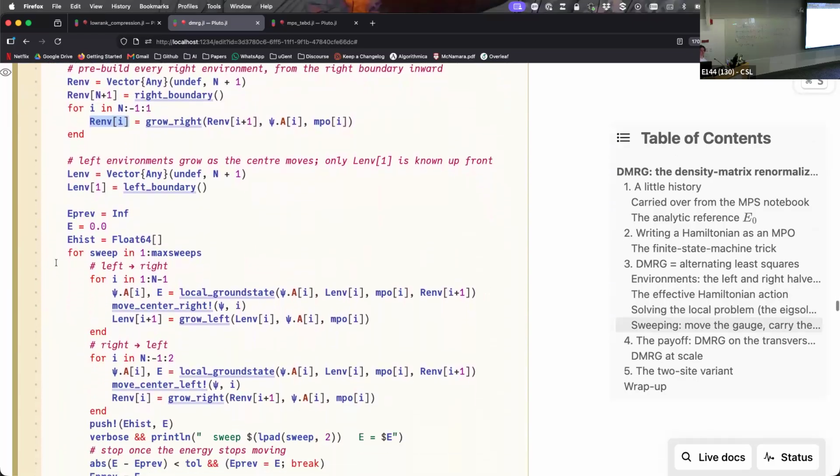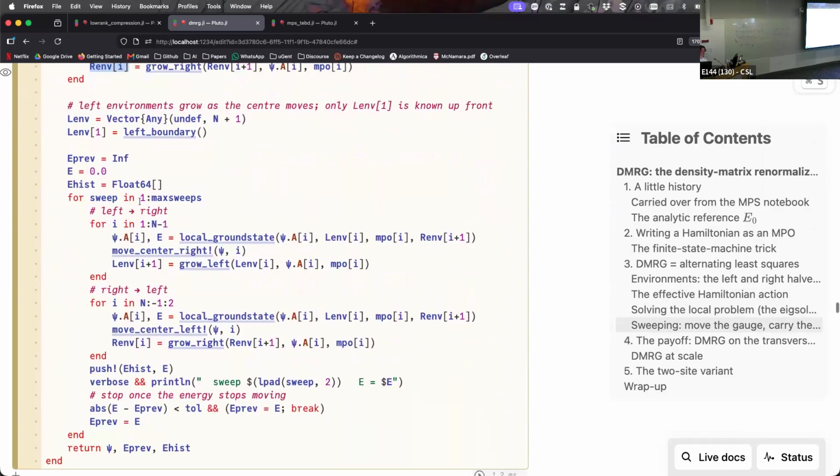And so then I will start my sweeping scheme. For every sweep, I will go from left to right. And what I will do is locally solve the effective equation that I ended up with. Keep in mind, I've already computed L. I've already computed R. So all I need to do is solve this eigenvalue equation. Then, after I've done this, I store my new tensor in the current tensor. This is now the optimal local solution. I move my center one to the right.